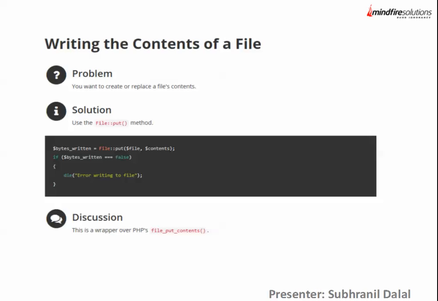But here there is a function called put. It takes two parameters, the file name and the content, and it will return true or false. So if it is false, then you were not able to write it. Otherwise, it will be written. So it is good, it is a single step, put.